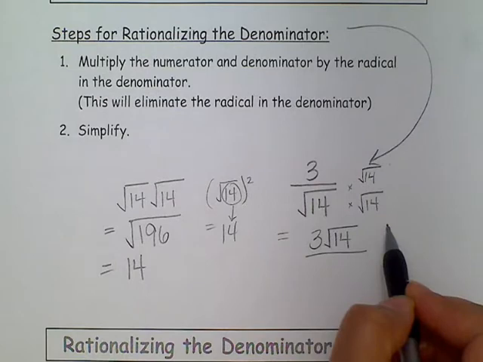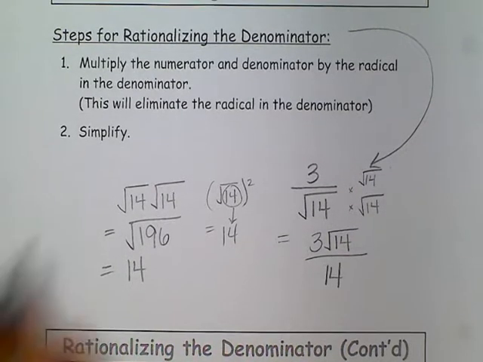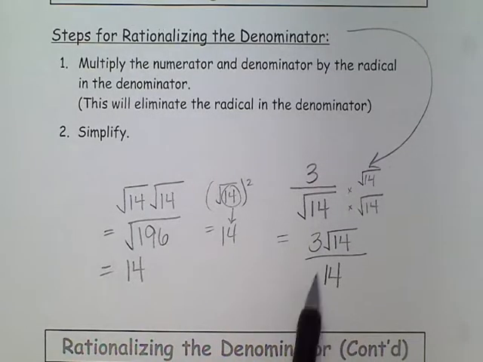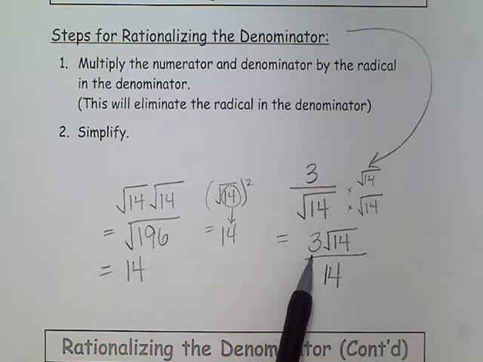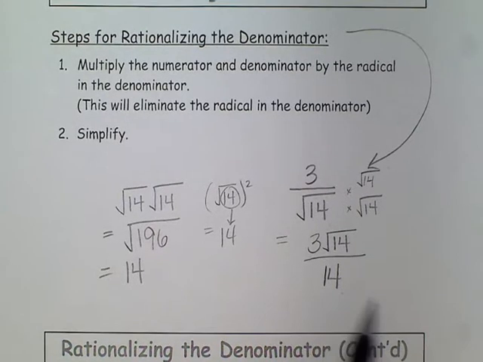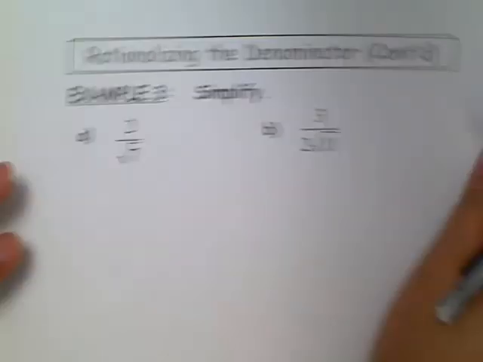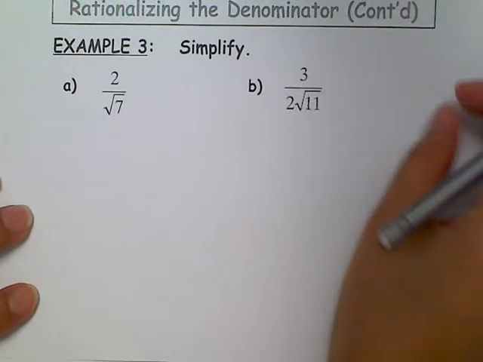So I know that when I have the square root of 14 times the square root of 14, that simplifies to just 14. Okay, and then from here, if you can simplify it further, so for example, if I can reduce 3 in the numerator with 14 in the denominator, then I would continue to do that. But if you can't reduce it, then you leave it the way it is. Okay, so let's look at some examples.